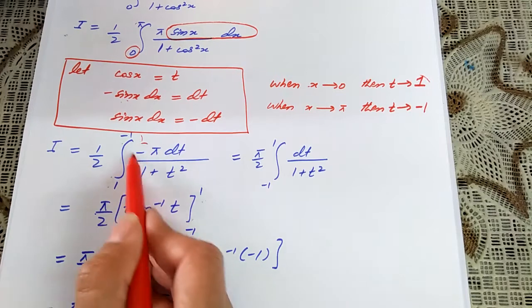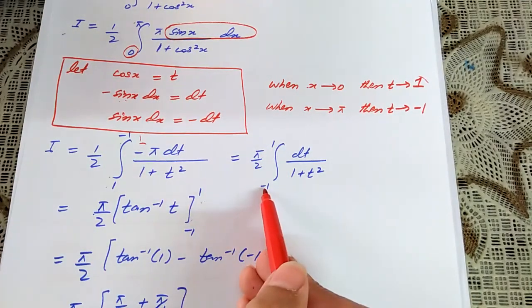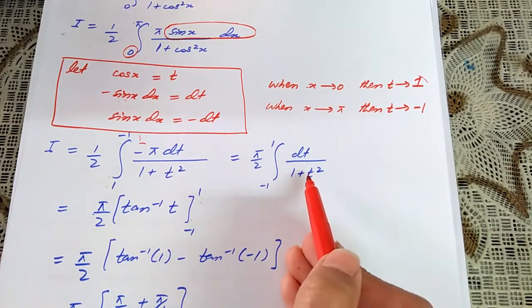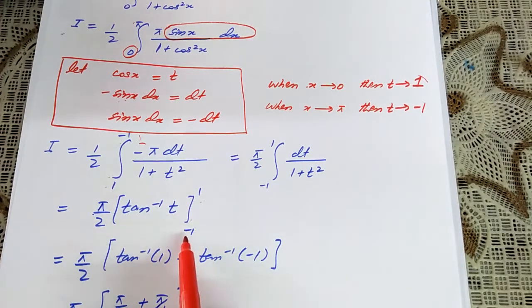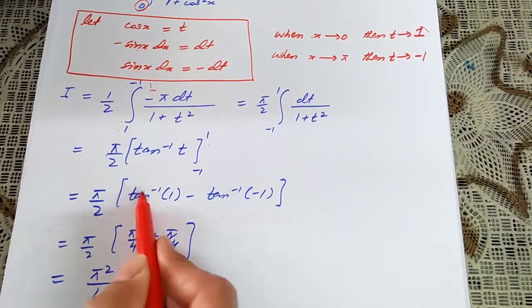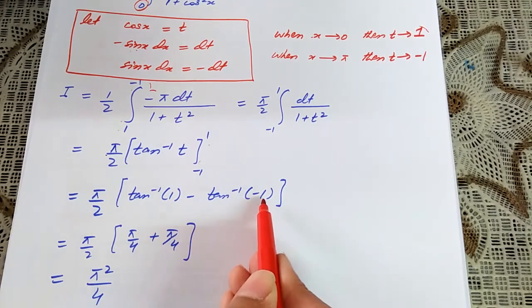That negative sign and this negative sign will combine to give us the positive one, and I have from negative 1 to 1 dt over 1 plus t square. We know that this is the formula for tangent inverse of t, and the limit of integration is from negative 1 to 1. Now put the upper limit first. It will be pi by 2 times tangent inverse of the upper limit minus tangent inverse of the lower limit.